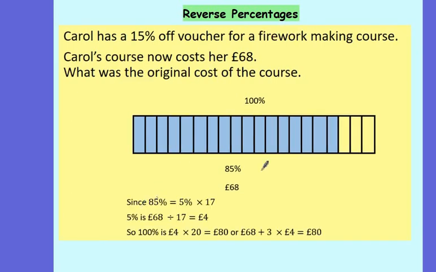Okay, so this time we know that 85% is worth £68 to me, because when we've taken off 15%, it's £68. We know that if we divide that 85% by 17, we can work out what 5% is, and 100% is just that 5% times 20, which gives me £80. Don't worry if you didn't get that one, it was tricky.